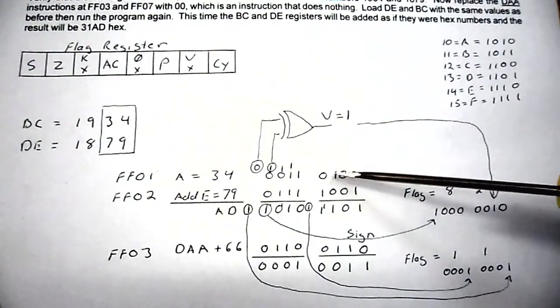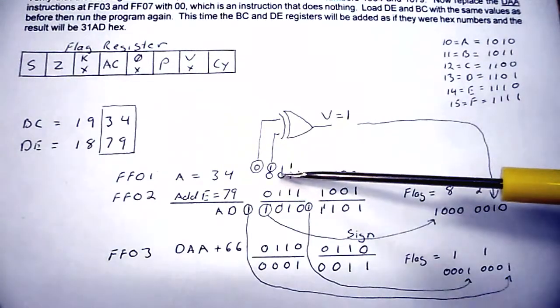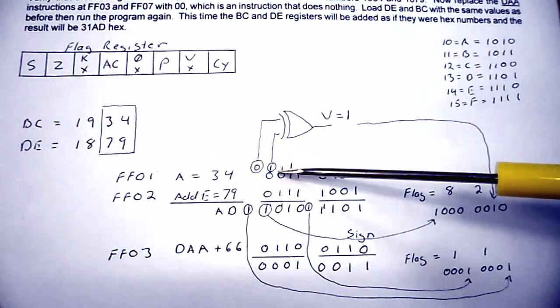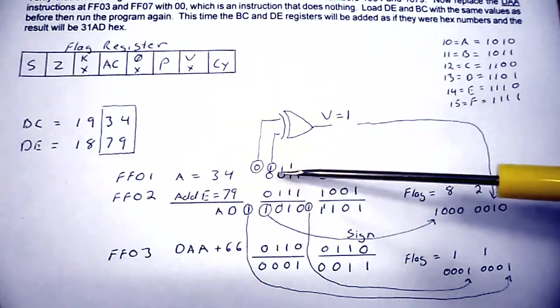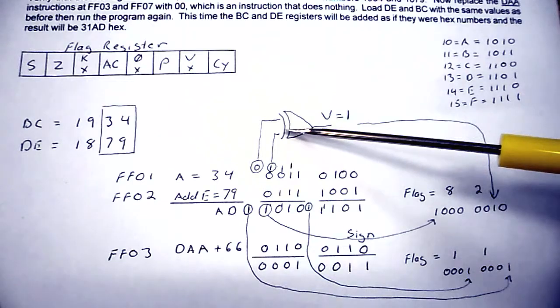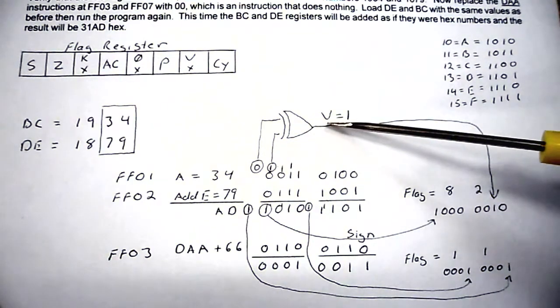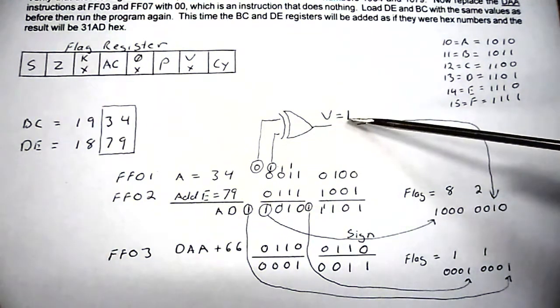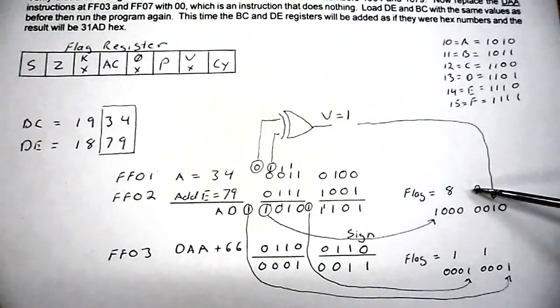So this is 0, 1, 2, 3, 4, 5, 6. So the result of the 6th bit being added together generated a carry into the 7th bit. So what we have here is 0, 1 going through an exclusive OR, generating a V flag bit equal to 1. So that's where the 2 came from.